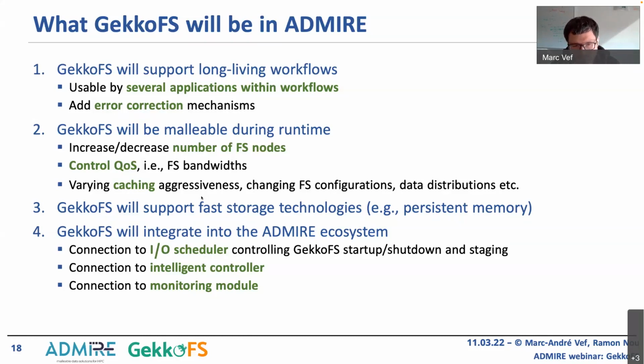This is specifically the IO scheduler, and the IO scheduler is basically controlling the ad hoc file system like GekkoFS in Admire. It will start up and shut down the file system, but it will also stage in data, right? And finally, we have the connection to the intelligent controller, so if we change a configuration of the file system, we let the intelligent controller know. And then we have a connection to the monitoring module in Admire, so we let them know what is the current load in the file system, what is the bandwidth that we have in the last 5 or 15 minutes, something like that.